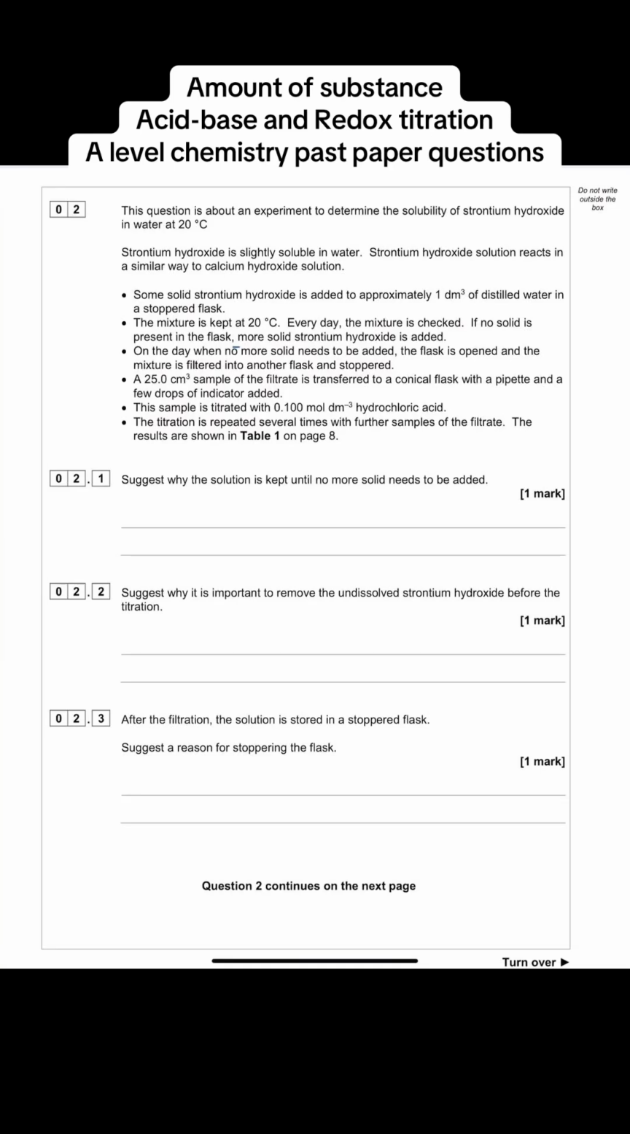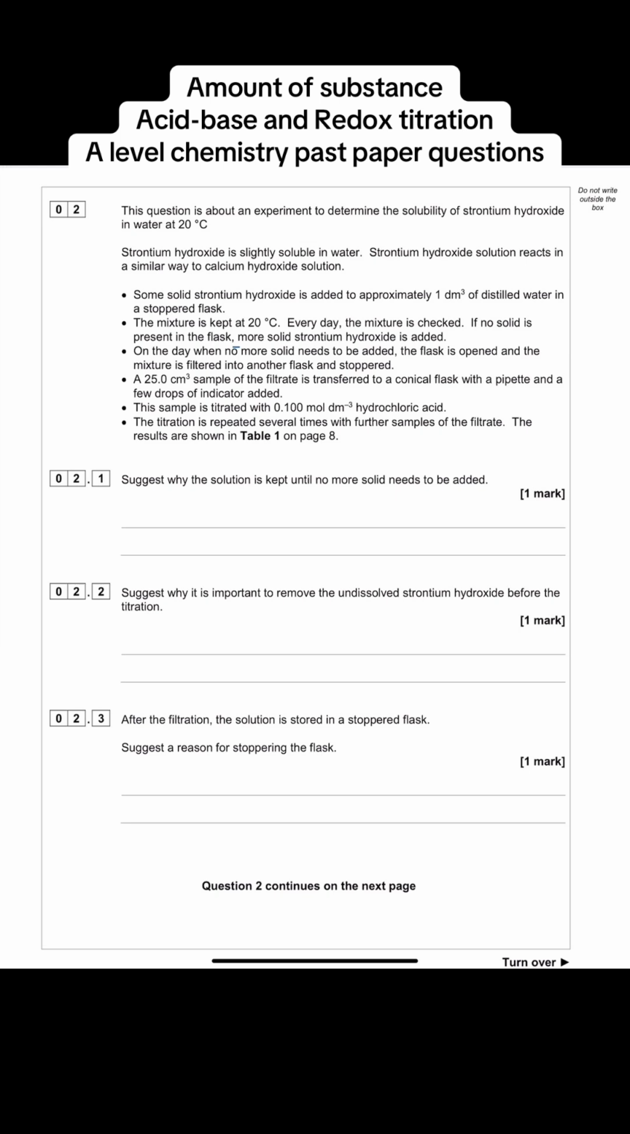Amount of substance questions are very common in paper one. They come as titration, whether it's acid-base titration or redox titration. Last year's exam had two different questions related to the amount of substance. One of them was the redox titration, and the other one was a simple acid-base titration.